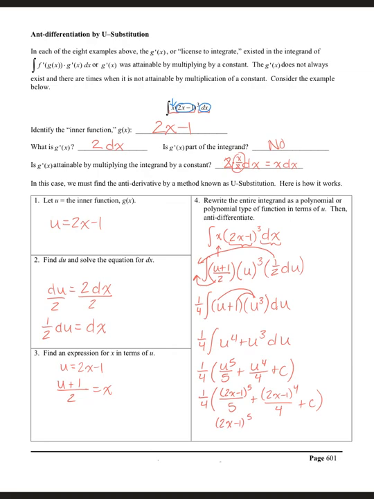I could distribute this 1/4. So out front here I'd have 1 over 20 plus 1 over 16 2x minus 1 to the 4th, and then 1/4 times a constant is still a constant. So I still have that plus c. Now, if you were to take the derivative of this, and it is kind of a killer to get it back to the original form, but it does work out. So I encourage you, try to take the derivative and see if you can get it to match your original integral.